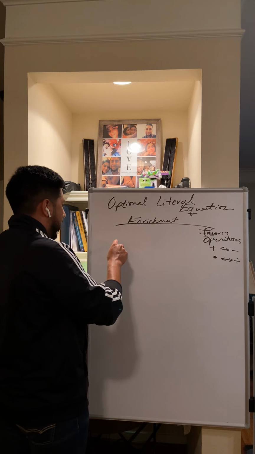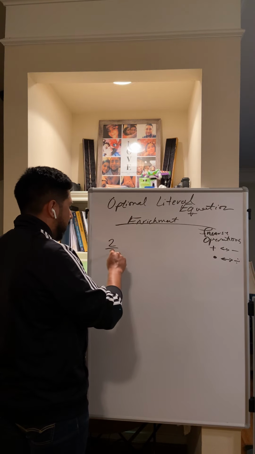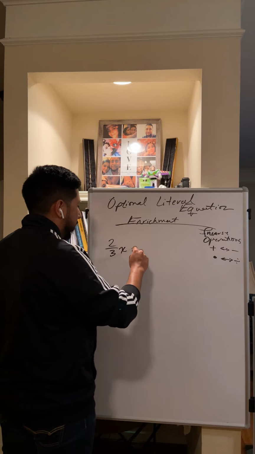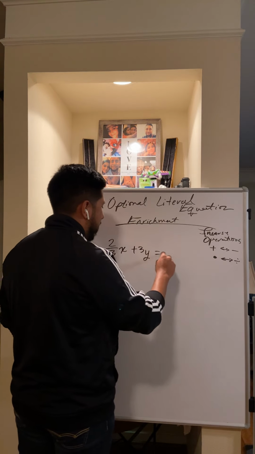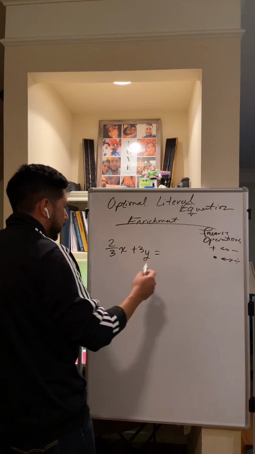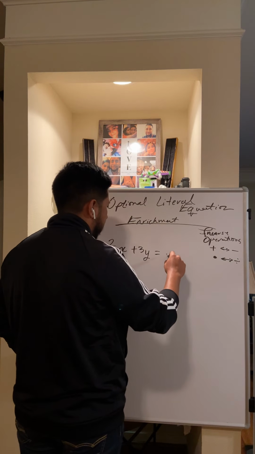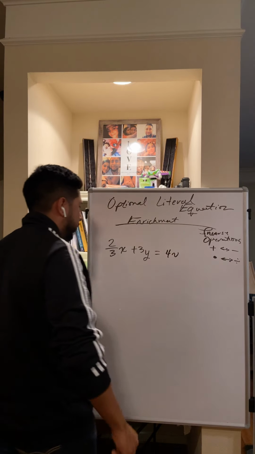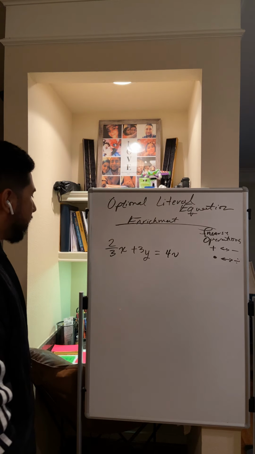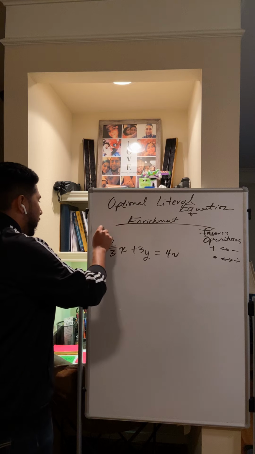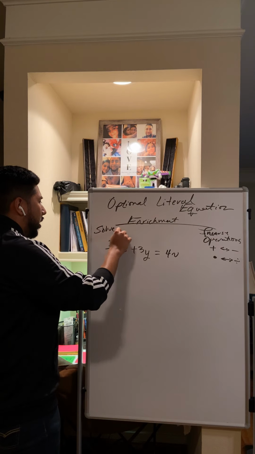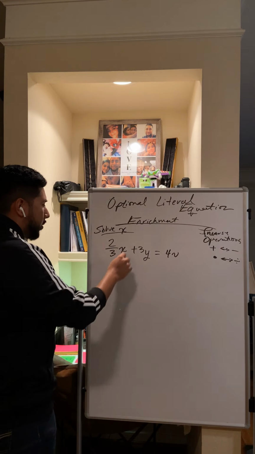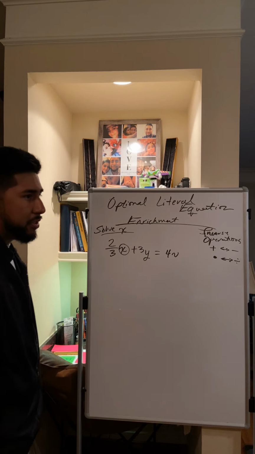All right, so we got 2/3 x plus 3y equals, let's say, 4v. Okay, again, let's solve for x. I want this x by itself. It's going to be a little crazy.